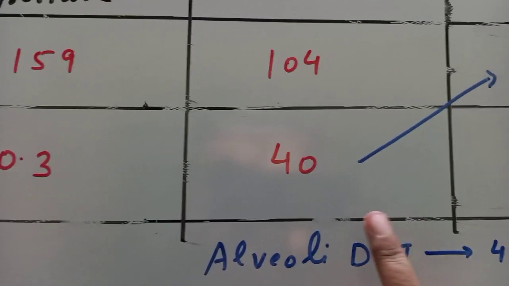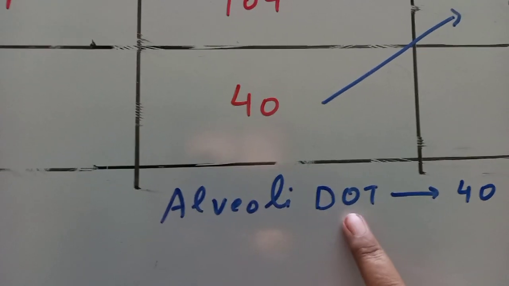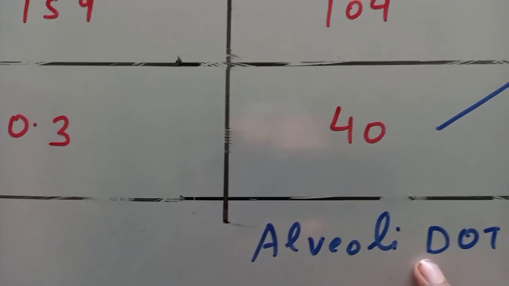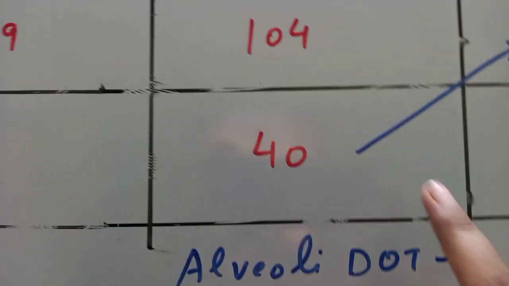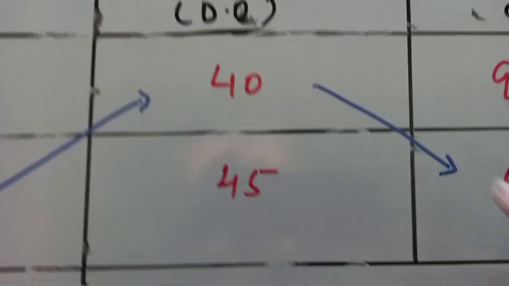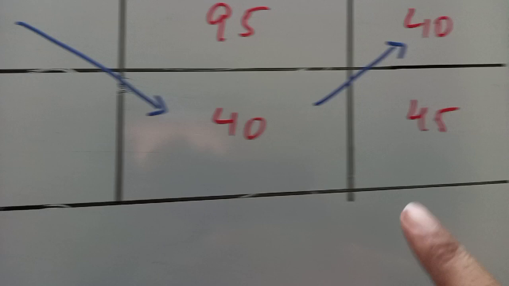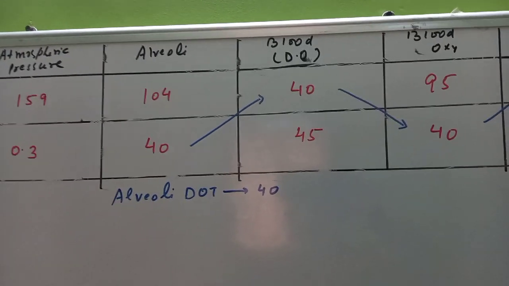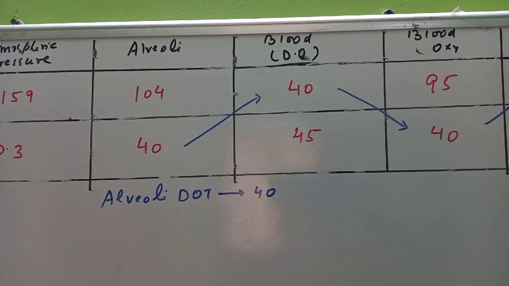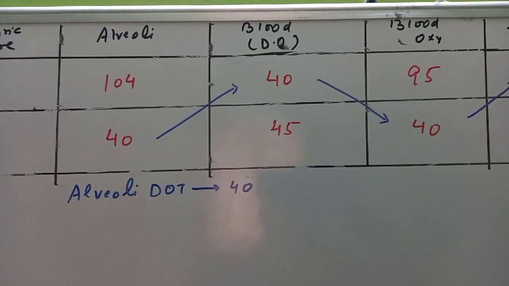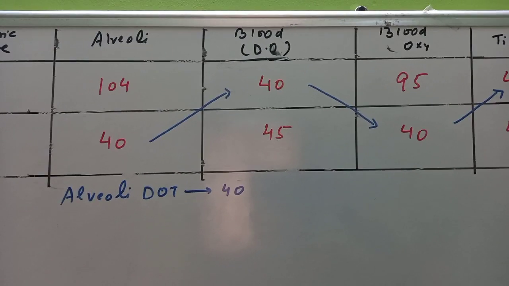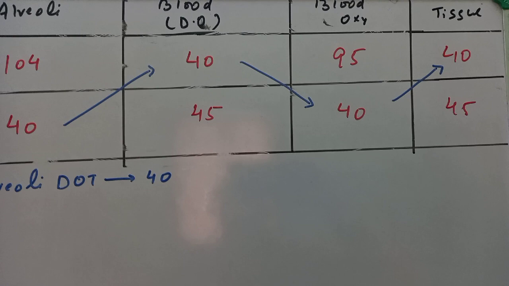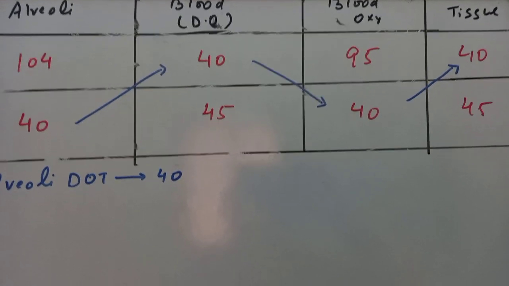So if we want to learn it, we can learn it by a trick: alveoli dot 40. Here it is alveoli, and the dot down is 40. So here is 40, and if we go in a zigzag manner, then it will always be 40. Like this, in deoxygenated blood the carbon dioxide pressure is 45, and in oxygenated blood the carbon dioxide pressure is 40. Then in tissue again the carbon dioxide is more, with oxygen 40 and carbon dioxide 45.